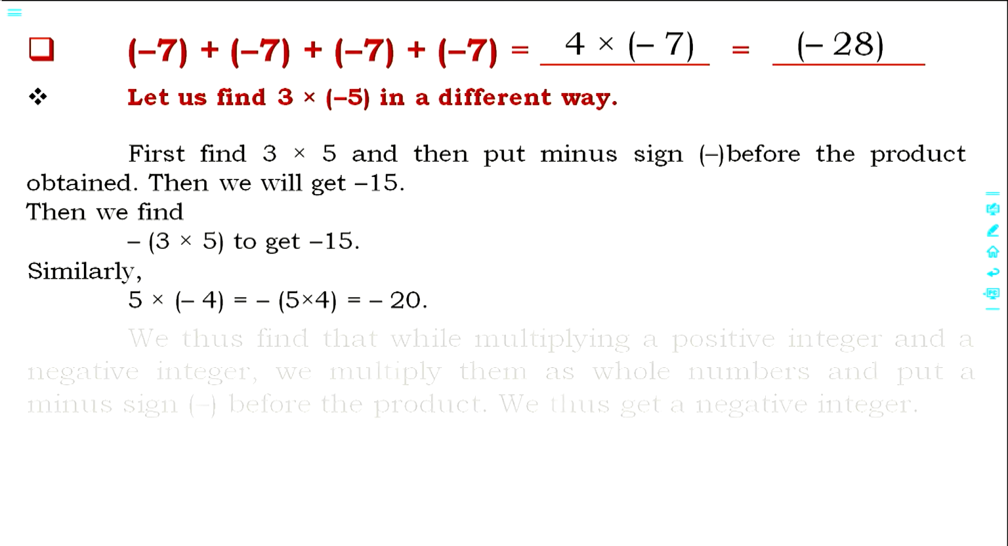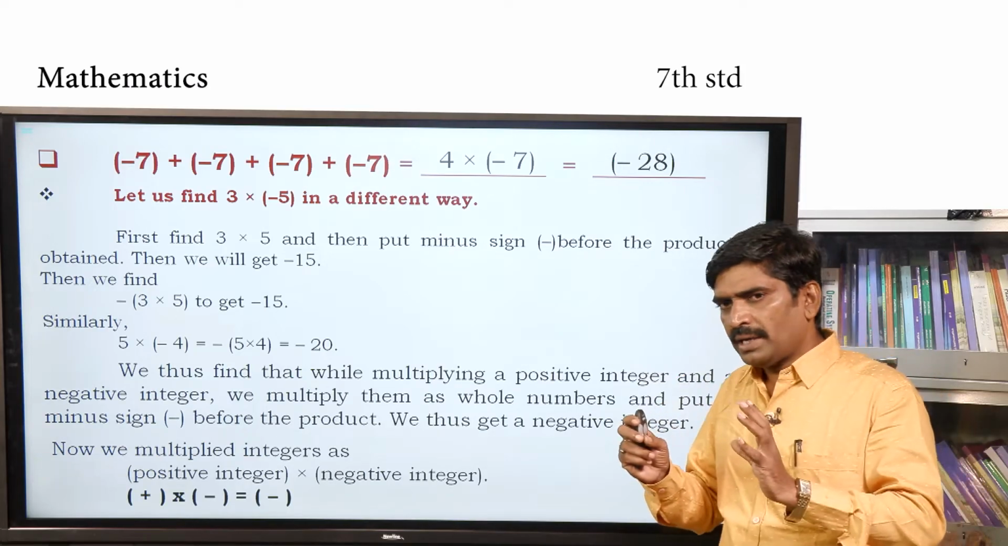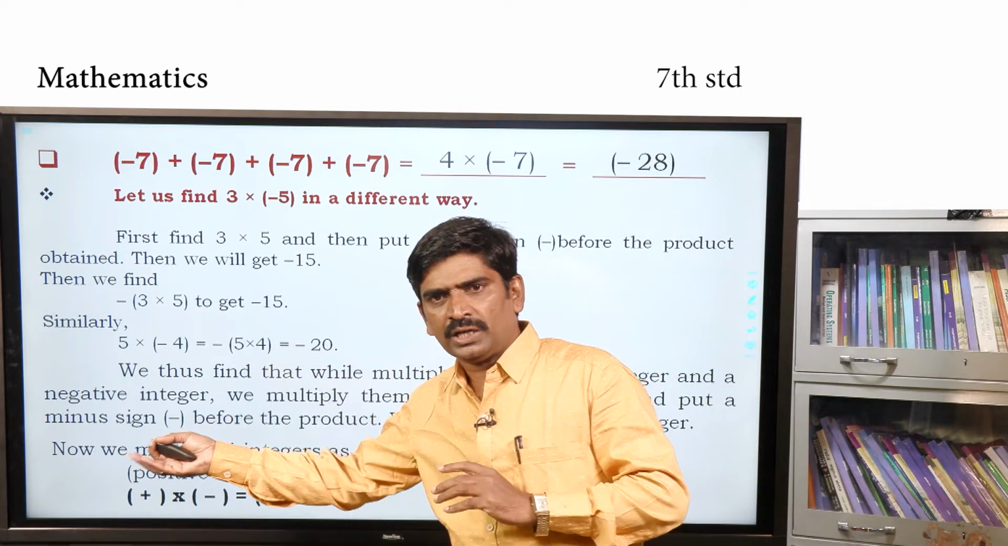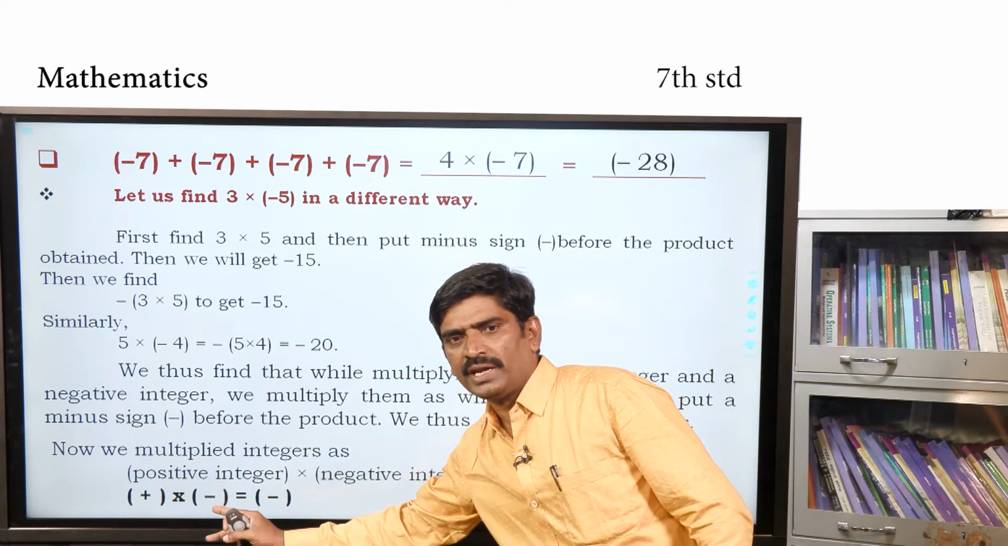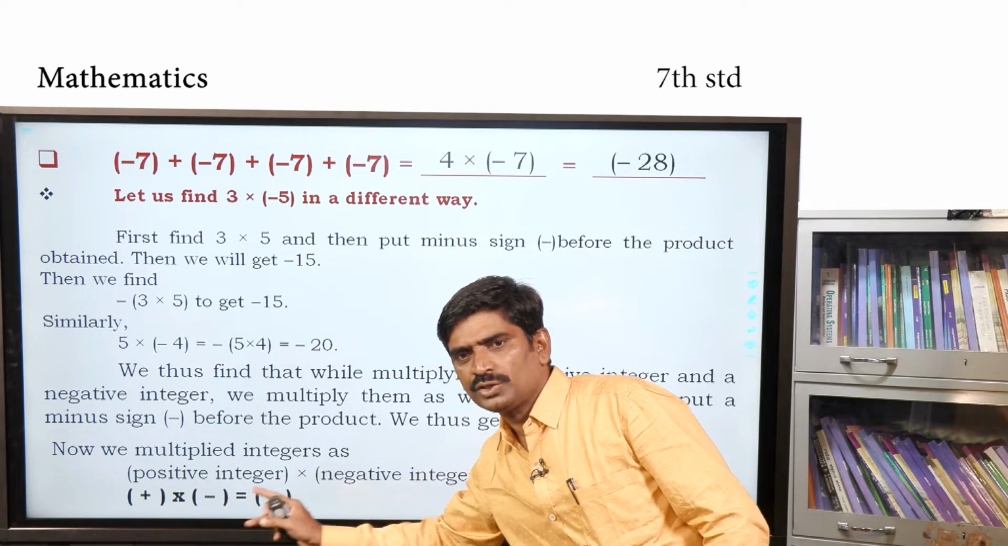We thus find that while multiplying a positive integer and a negative integer, we multiply them as whole numbers and put a minus sign before the product. We thus get a negative integer. When we multiply a positive integer into a negative integer, we get a negative integer. See here, plus into minus is equal to minus. That means positive into negative is equal to negative.